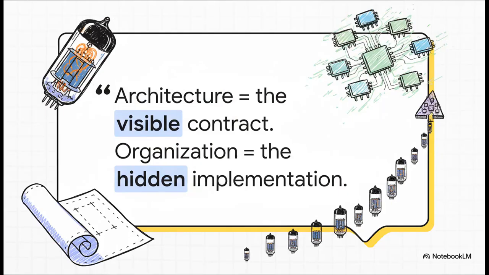This quote just nails it. Architecture is the public promise. Organization is the secret sauce, the hidden engineering that makes one computer a snail and another a rocket ship. And this is why two x86-64 machines can be so incredibly different. They have the same contract, but a totally different implementation.